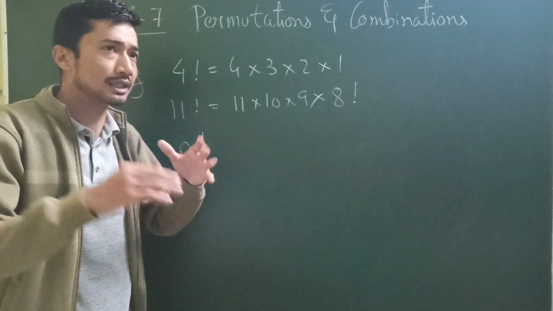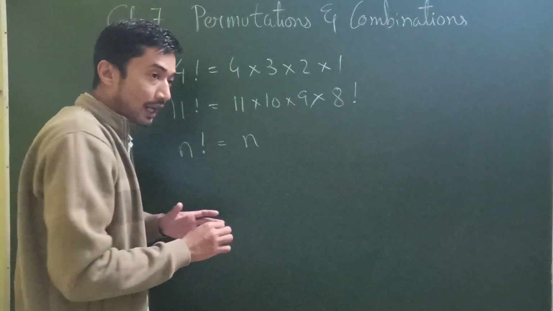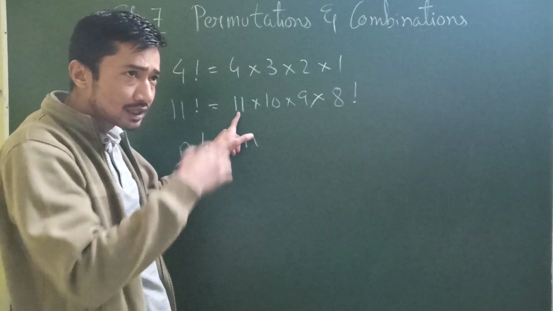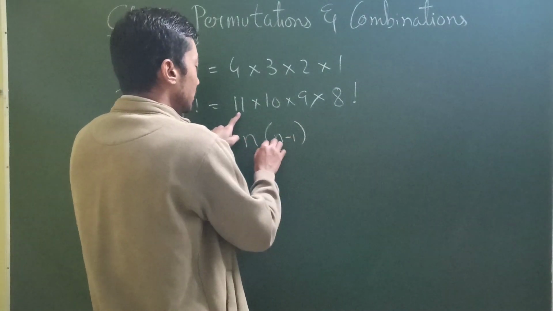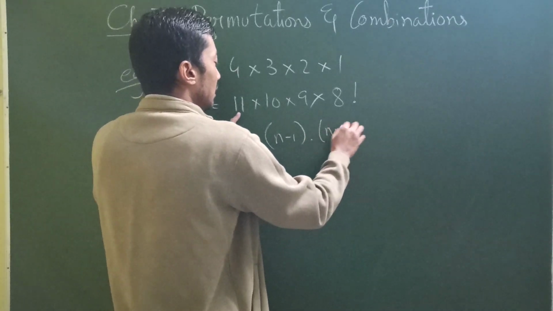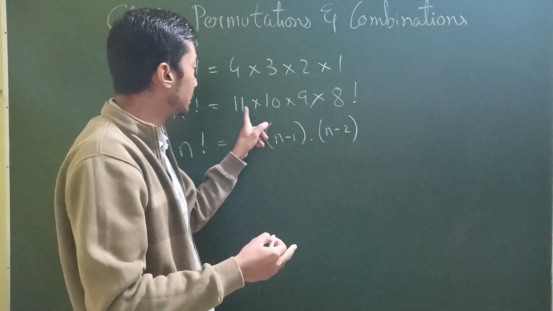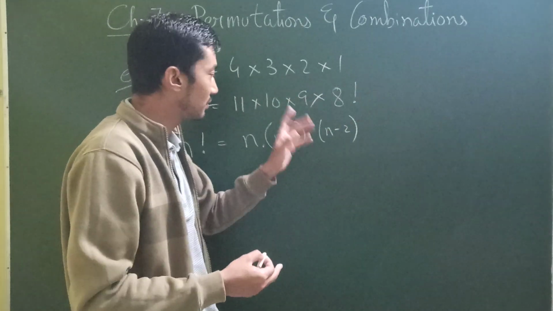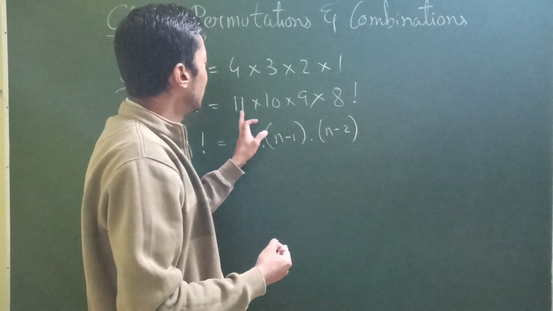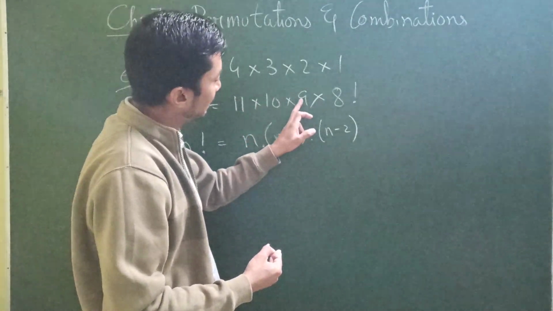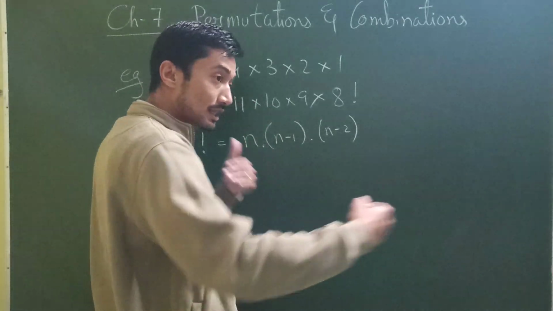Similarly, if n is that positive integer in general, how can we write? We will start with n, isn't it? Because 11, we start with 11, next is 11 minus 1, so that's going to be n minus 1 into n minus 2, right? No, n minus 1 minus 1, so we go on decreasing. We just do it serially, that is 11 minus 1, 10, 10 minus 1, 9, 9 minus 1, 8, 8 minus 1, 7, no, we go on decreasing 1, 1 each, in the descending order.